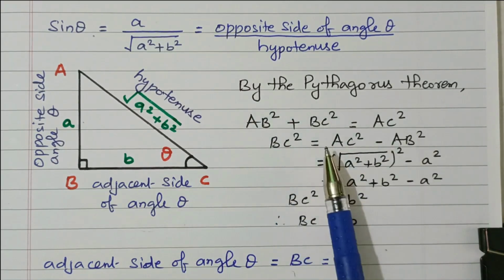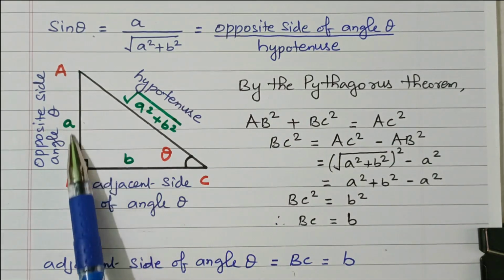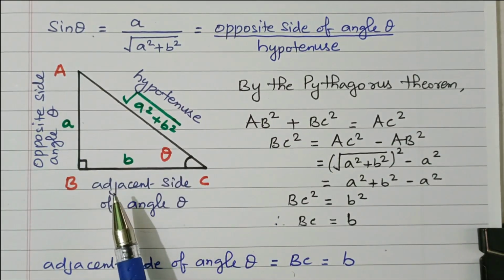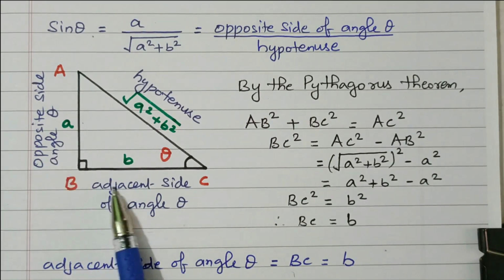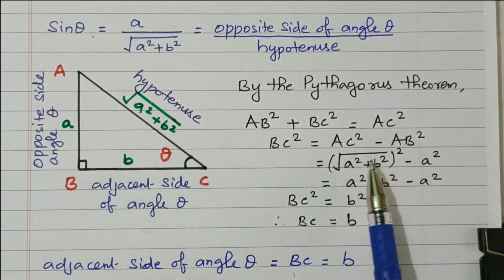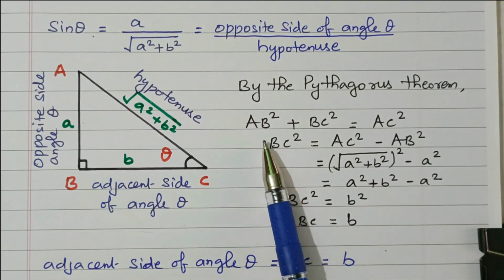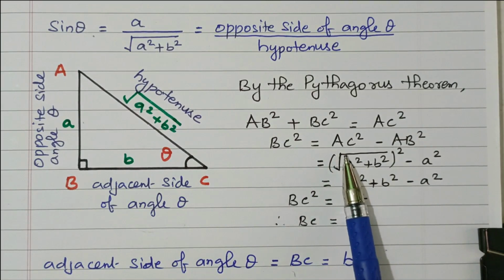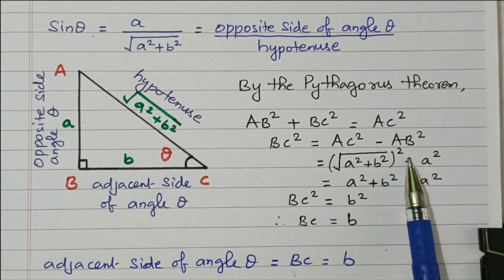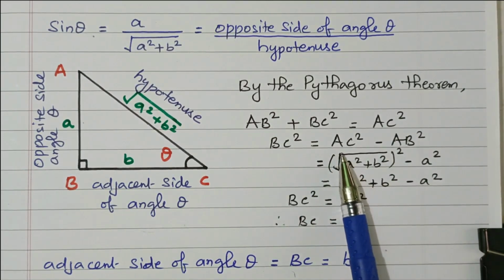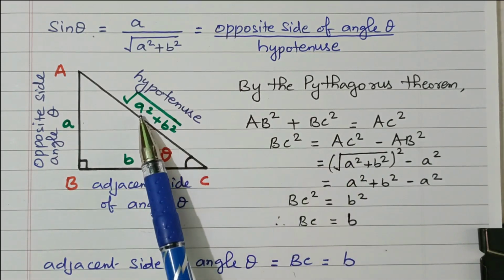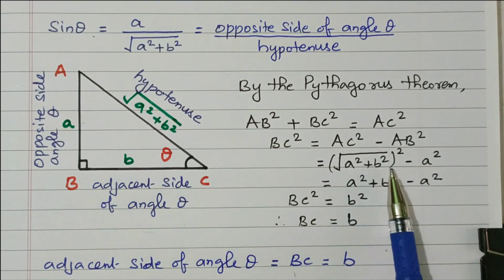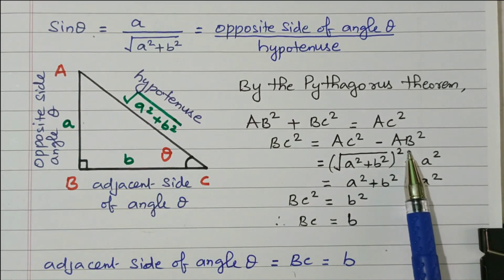By Pythagoras theorem, what is the Pythagoras theorem? AB square plus BC square equals AC square. But what we need is BC square. So bring the AB square to that side. So BC square equals AC square minus AB square. Right. So AC square is nothing but square root of a square plus b square the whole square, minus AB square.